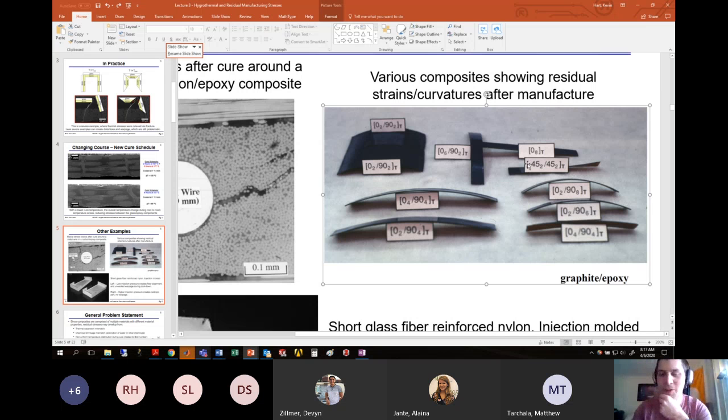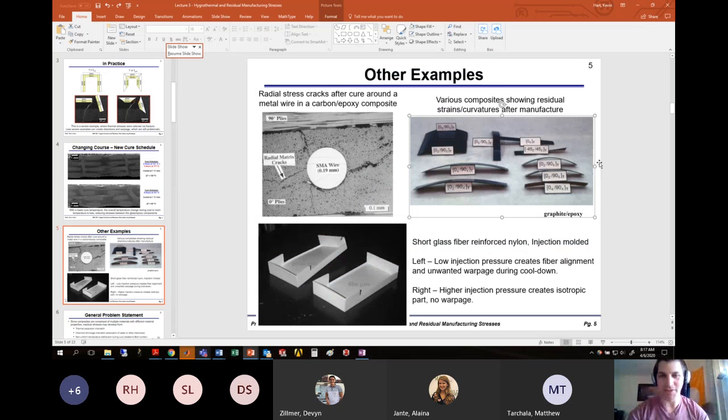This one's kind of cool. This plus minus 45 composite has sort of this torque warping that's going on to it, right? Sort of this torquage to it. So, anyways, you see a lot of these different composites showing residual curvatures and strains that you may want to avoid if you're going to manufacture composites.